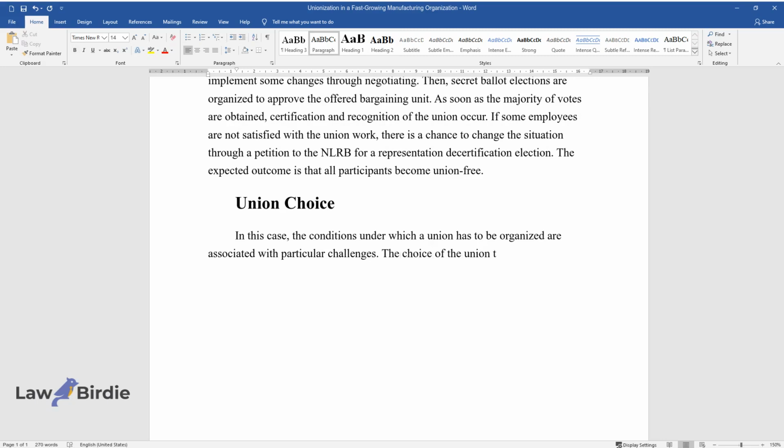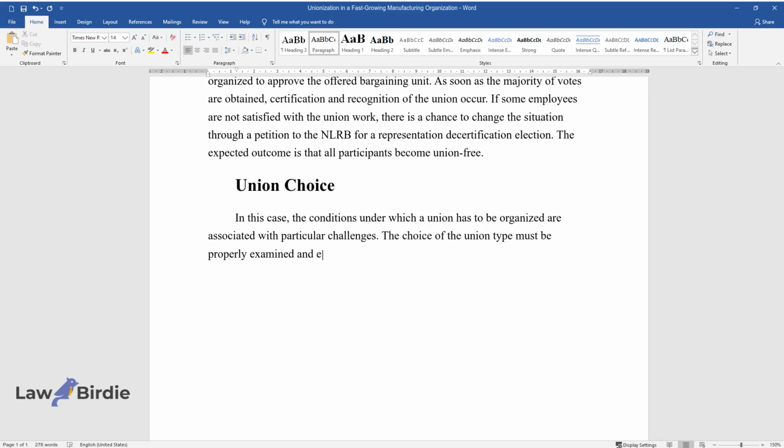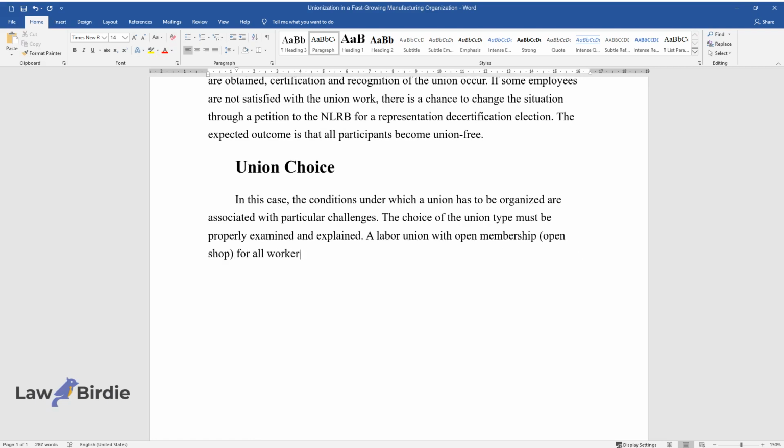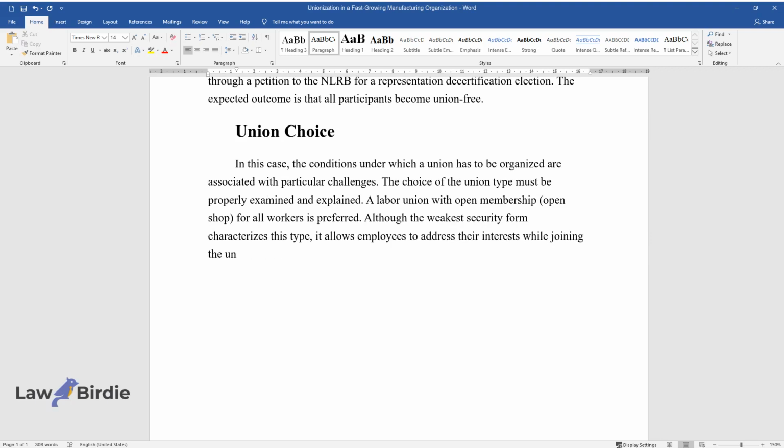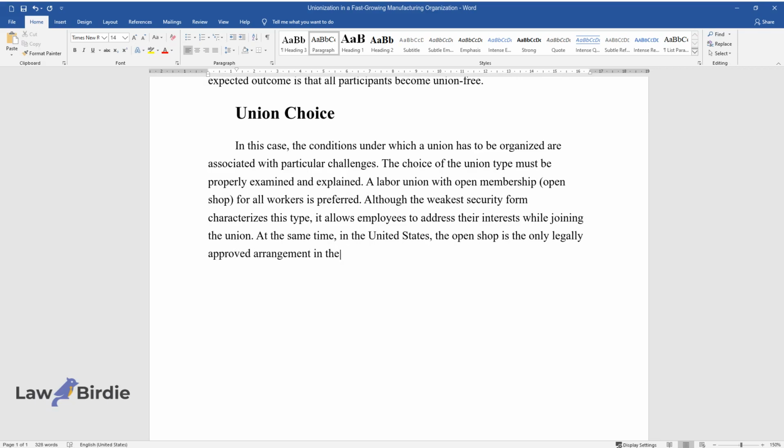The choice of the union type must be properly examined and explained. A labor union with open membership, open shop, for all workers is preferred. Although the weakest security form characterizes this type, it allows employees to address their interests while joining the union. At the same time, in the United States, the open shop is the only legally approved arrangement in the right-to-work states.